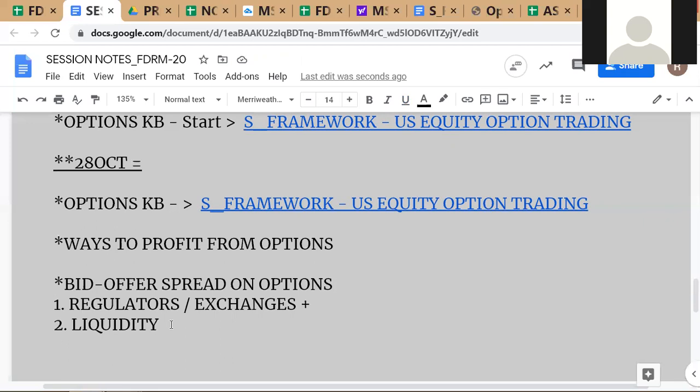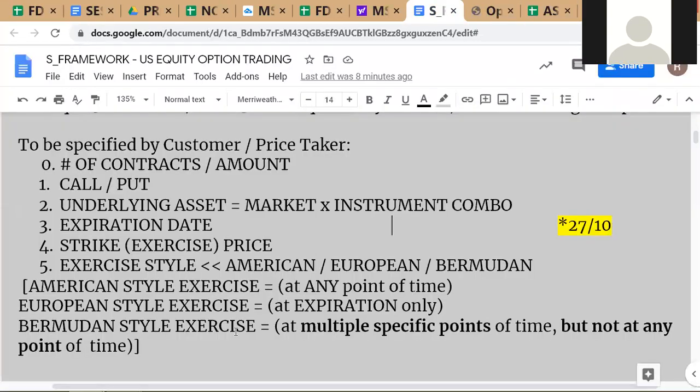So although in the US you will have more activity in long-term options than you will get in India, which is one of the reasons why I'm making you trade US options, not Indian options, because the liquidity is much more.